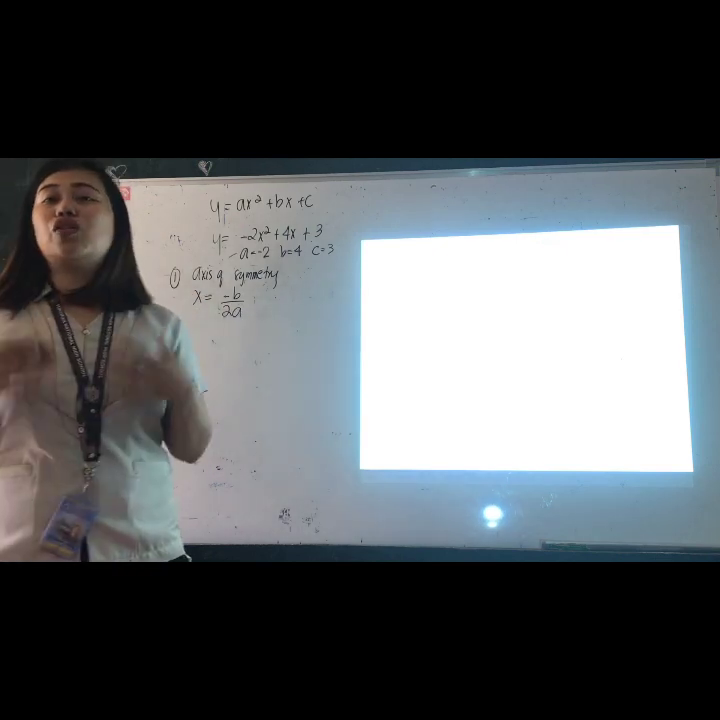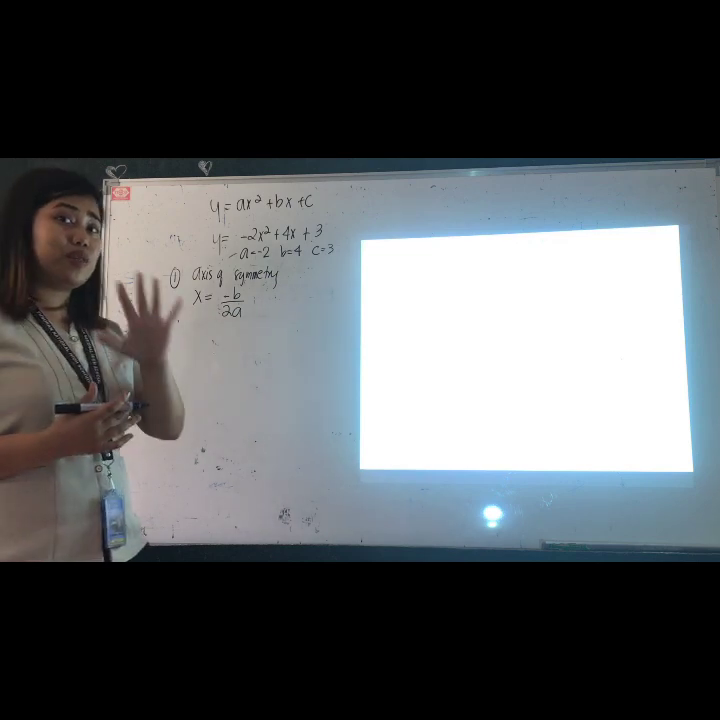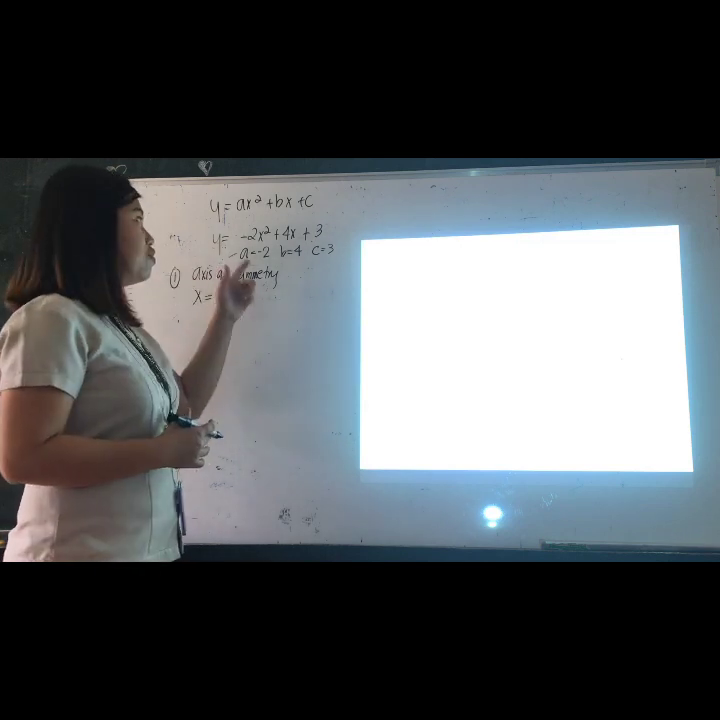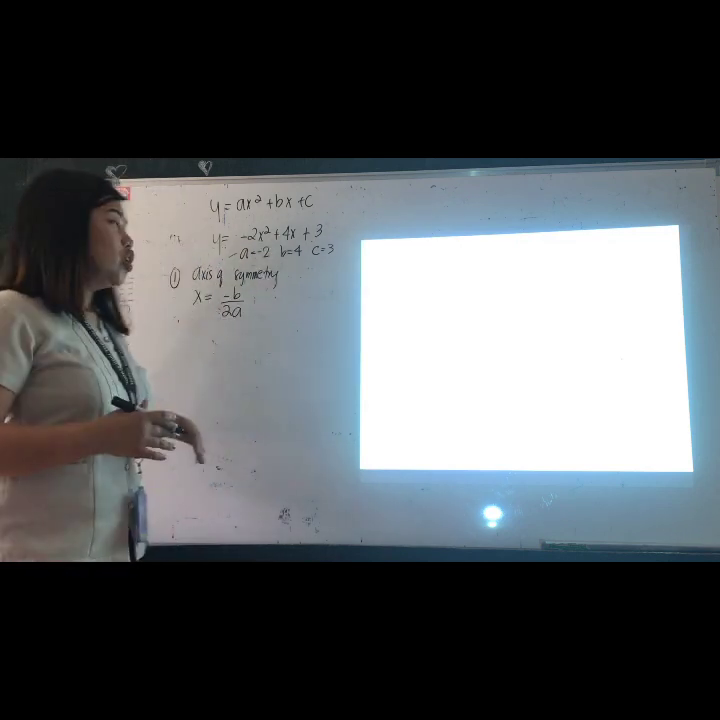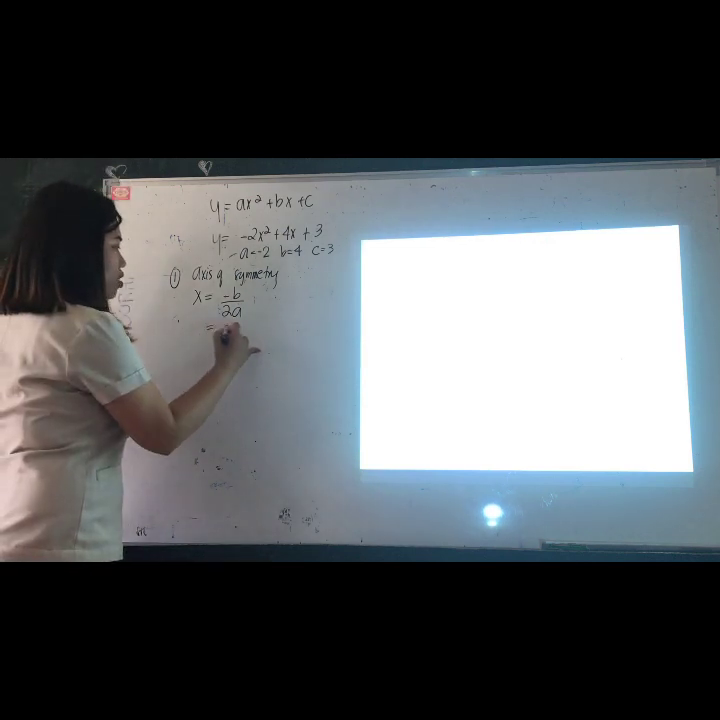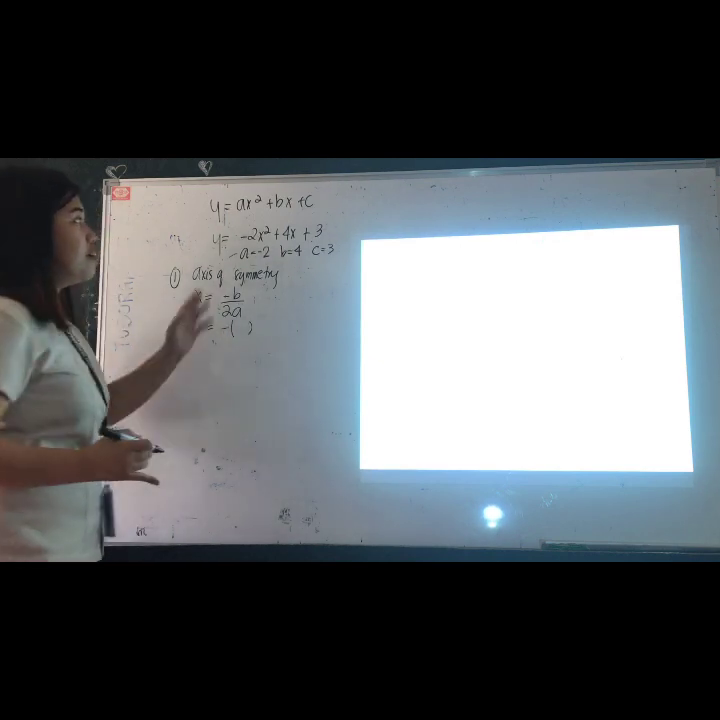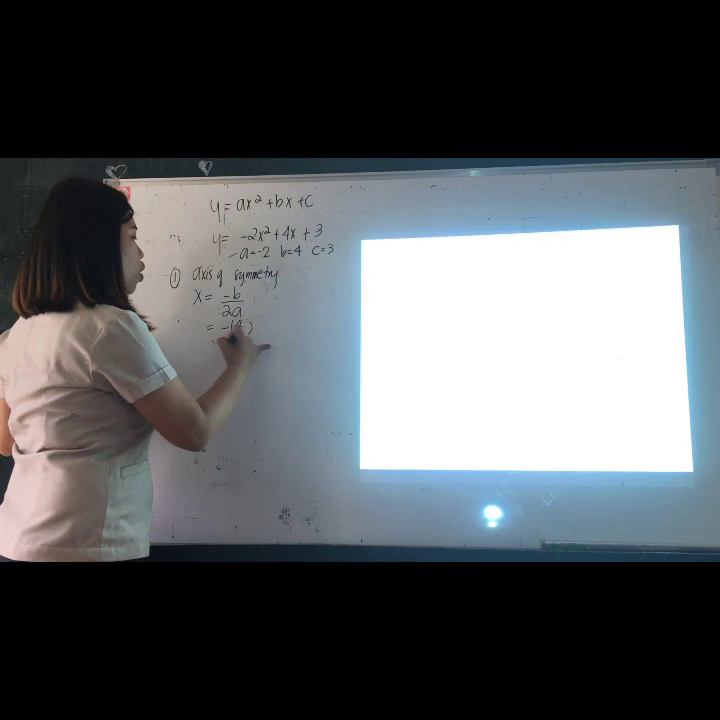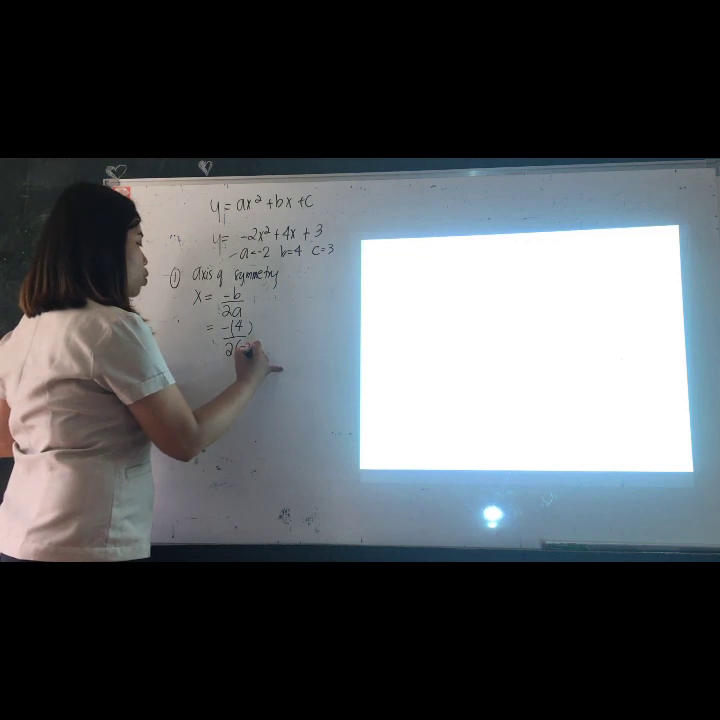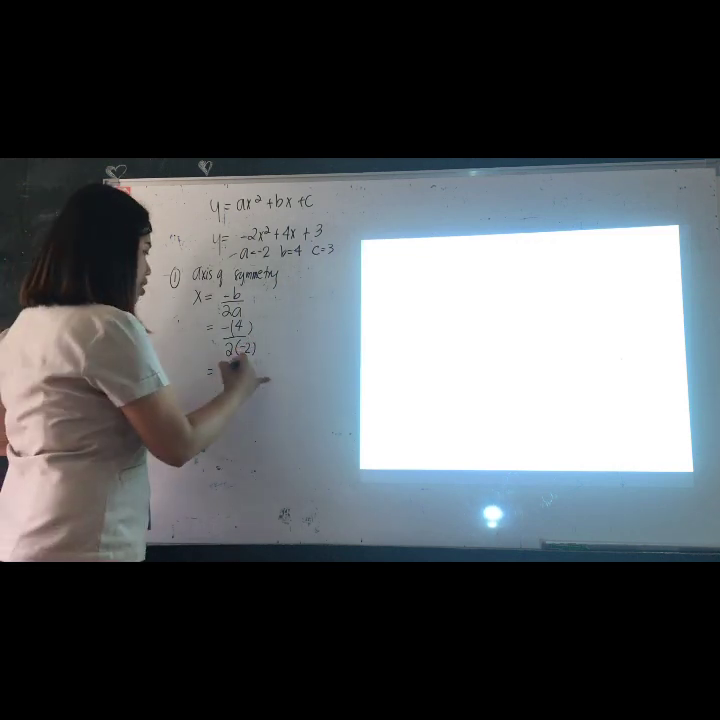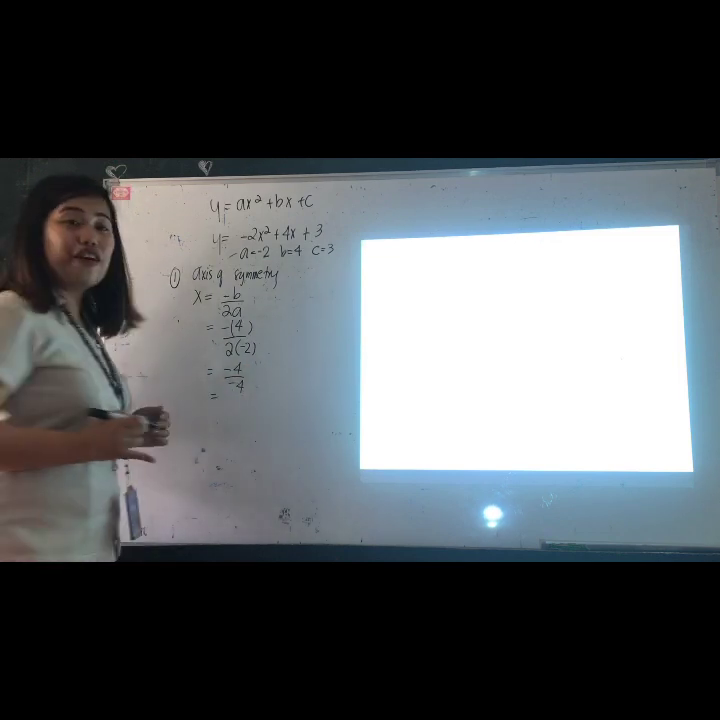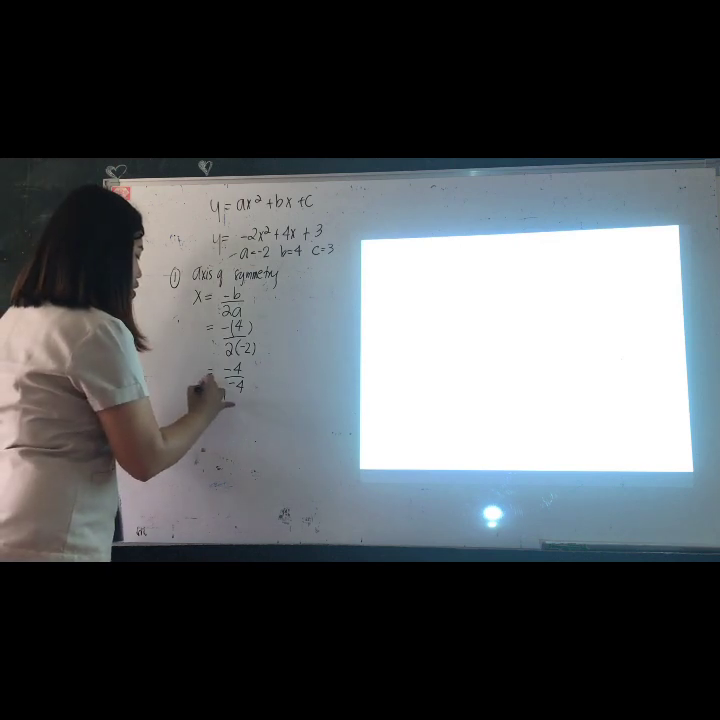And then, we will substitute the values of a, b, and c. The values of b and a from the original quadratic function are the values that we are going to use. So simply substitute: that is equals negative the value of b, which is 4, over 2 times the value of a, which is negative 2. We simplify, that is negative 4 over negative 4. Therefore, our axis of symmetry is 1.